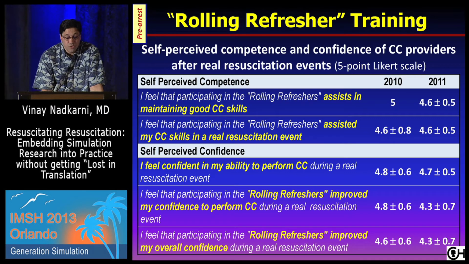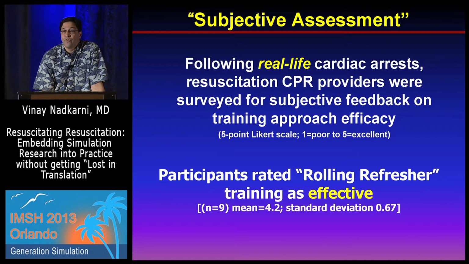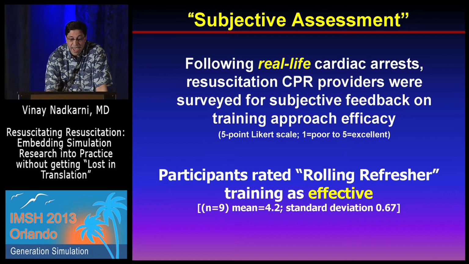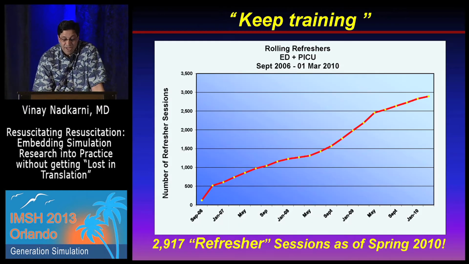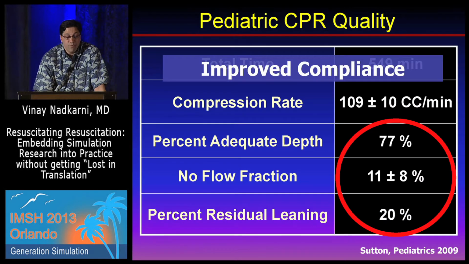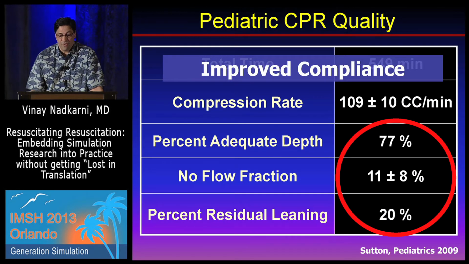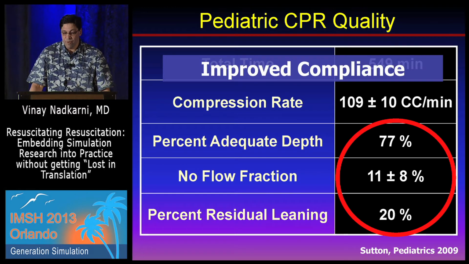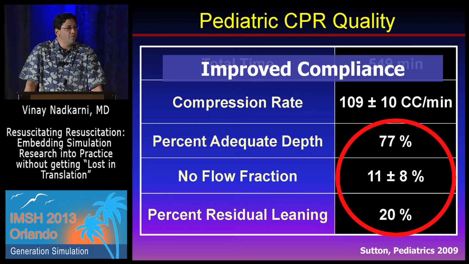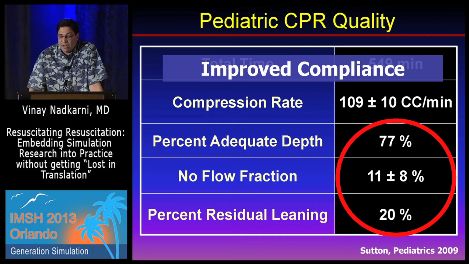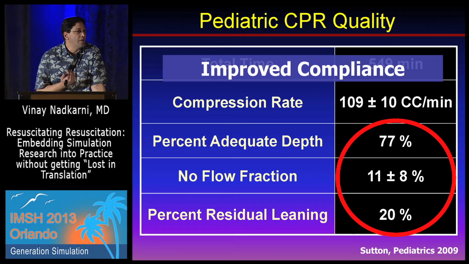They felt it was good training, and they felt it improved their confidence. And that was very nice. But we continued to train, and then we measured the actual quality of performance, and we found that our percent adequate depth had markedly improved, our no-flow fraction was down, and our percent leaning was still 20%. So our depth and our no-flow fraction were very good, but we still had a problem with leaning, more to go.